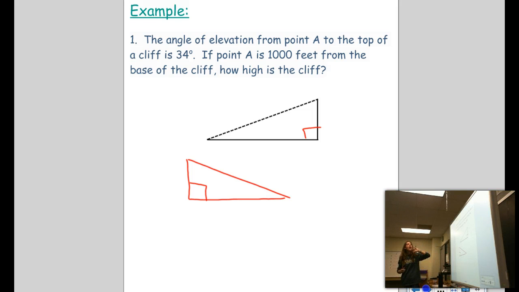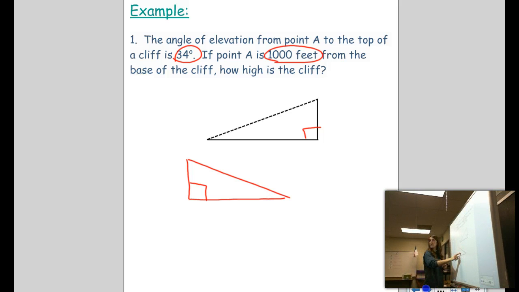Let's do it. Should I pick on you, Austin? Austin, read number 1 out loud. The angle of elevation from point A to the top of the cliff is 34 degrees. If point A is 1,000 feet from the base of the cliff, how high is the cliff? Awesome. Okay, Nasia, I'm going to have you come to the board and put 34 in the picture and put 1,000 in the picture. Where it goes.